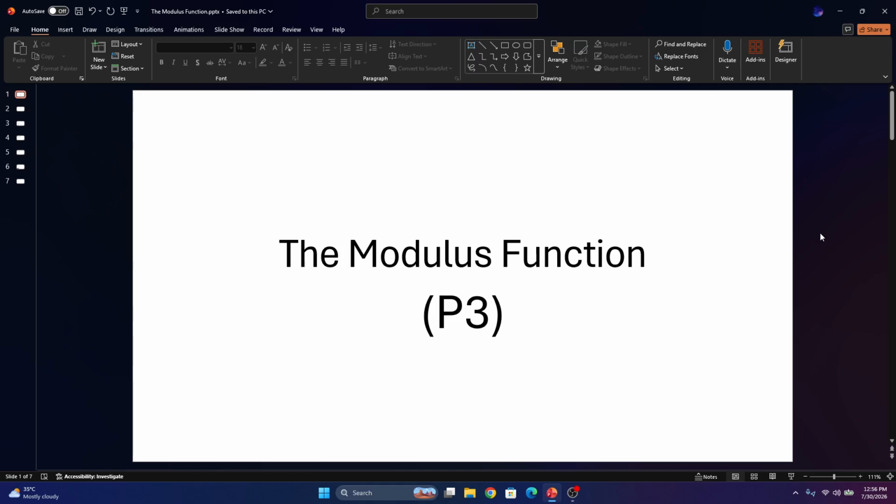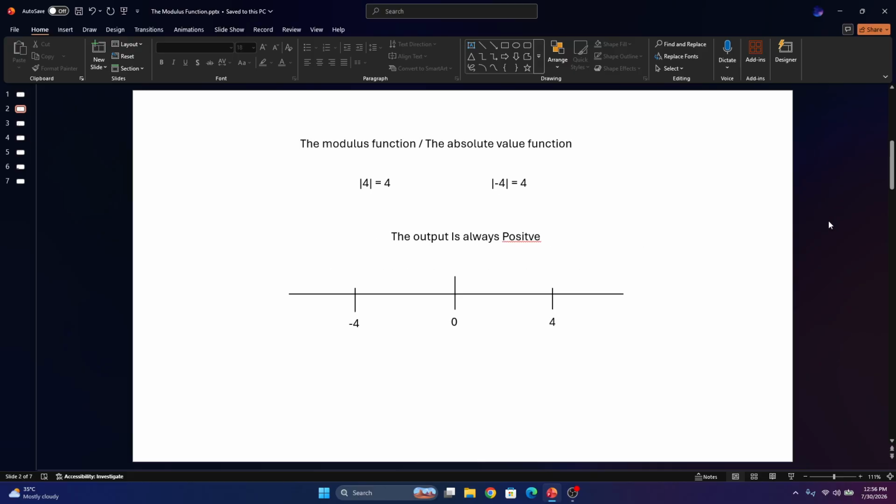Here's everything you need to know about the modulus function before your A-level Maths P3 exams. The modulus function is also known as the absolute value function, and the reason it's called that is because it always outputs the raw value of the number inside of it.